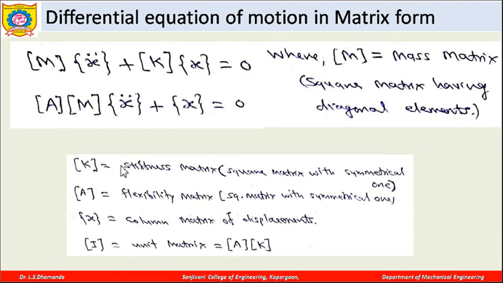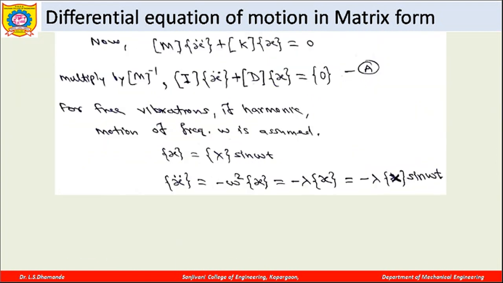If I take the multiplication of A and K, as A is the inverse of K, the product will give me the unit matrix. Now suppose we write the equation in the matrix form as m x double dot plus k x equal to 0. If I multiply this equation by m inverse, m inverse with m will give the unity matrix, so I x double dot plus, if I multiply m inverse with k, I get a D matrix, which is called the dynamic matrix, into x, equal to 0.